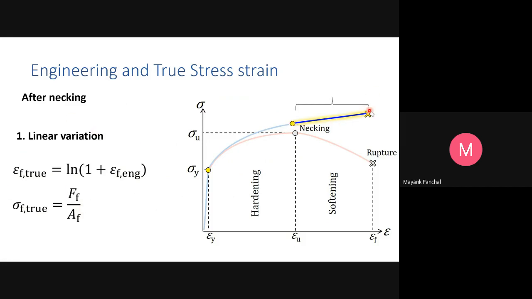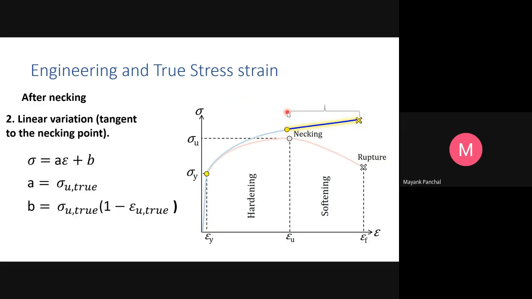You have this value, you compute it using these two formulas, and you vary it linearly. Another method is also linear variation, but at this point you draw a tangent. How to draw that? This is the relation: sigma equals A epsilon plus B. Here A equals the ultimate true stress, and B equals the ultimate true stress multiplied by 1 minus the ultimate true strain.